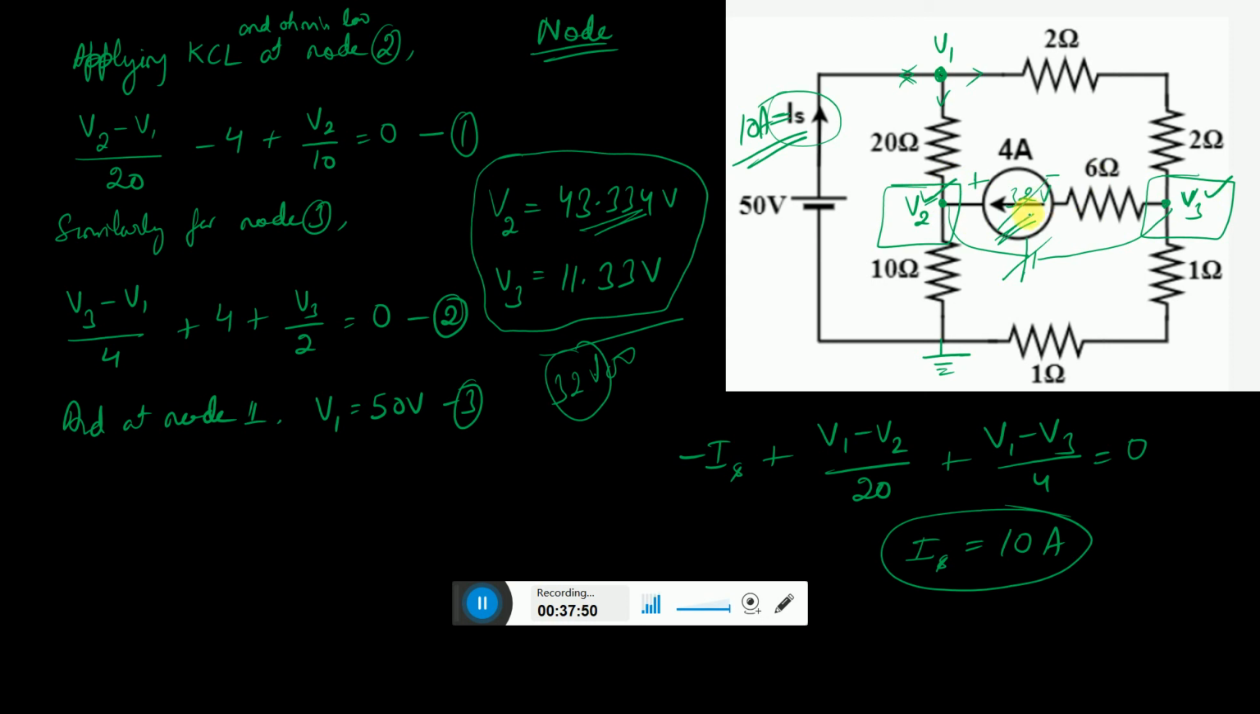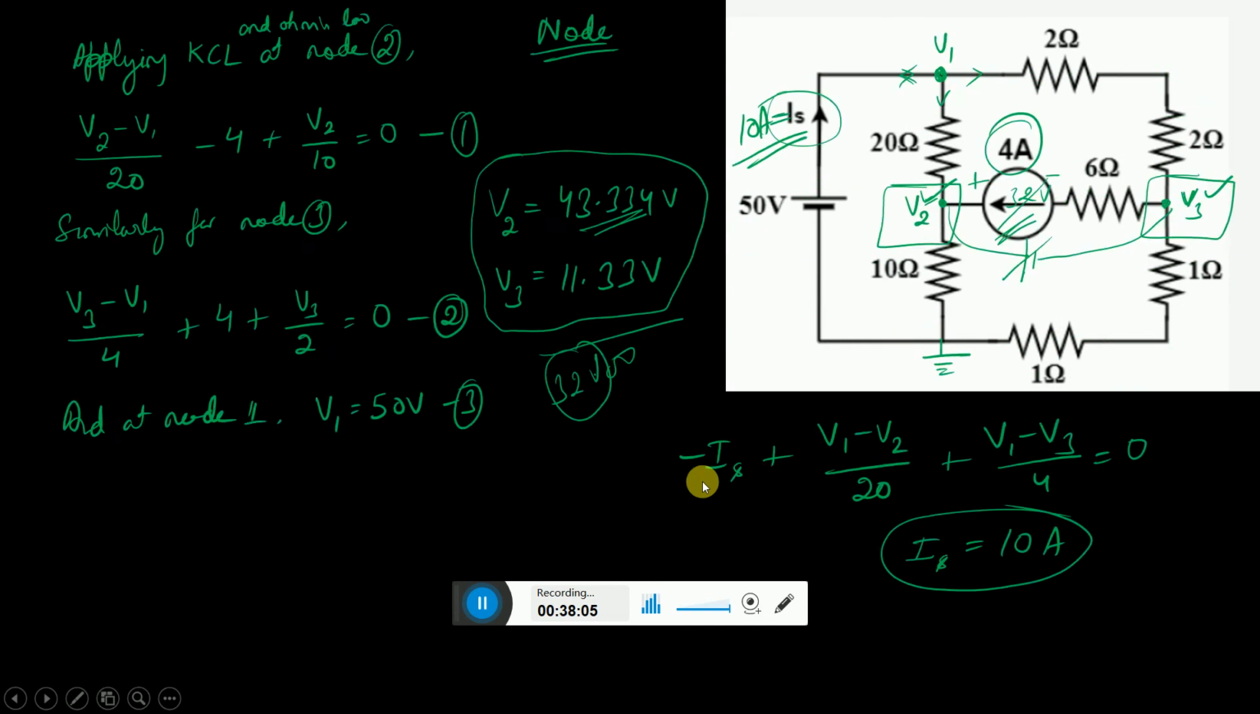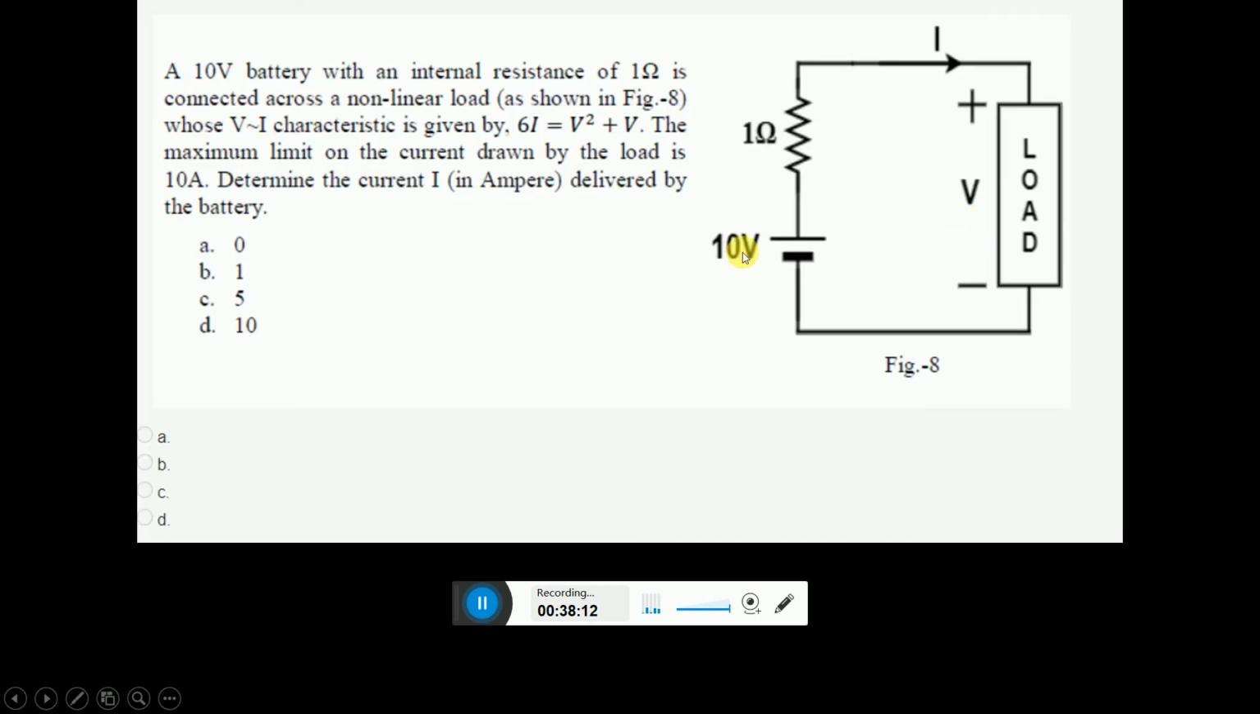You can take it as an exercise: solving it without the current source of 4 ampere and finding that V2 is equal to V3. Next we get 10 ampere, and similarly we get 10 ampere in both the cases. And now we can also solve using mesh analysis. You can solve it and try.